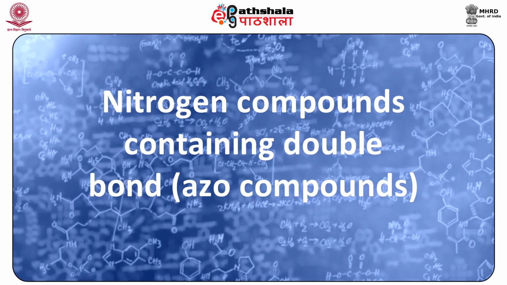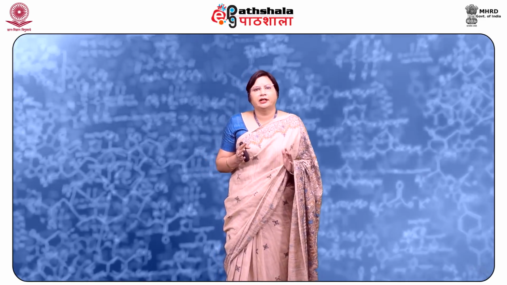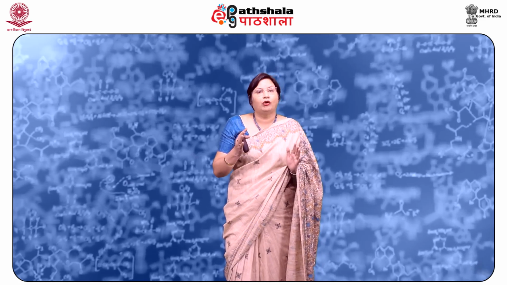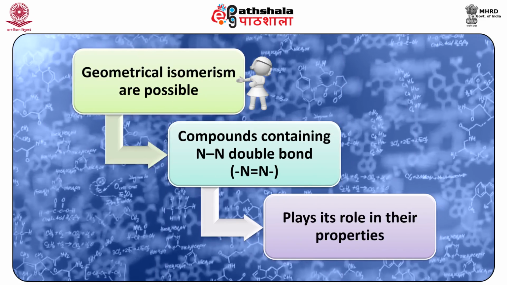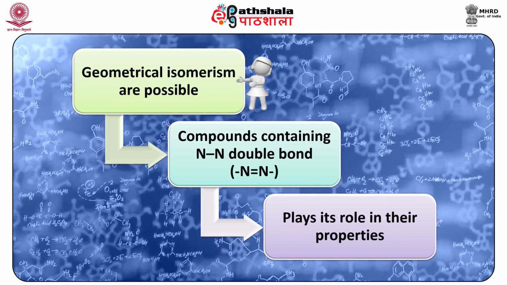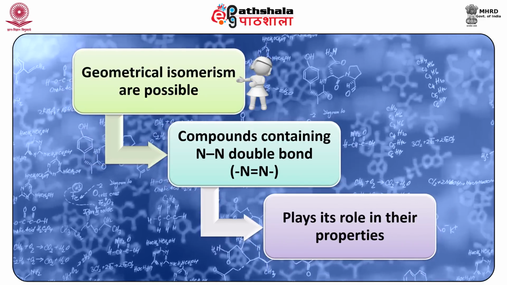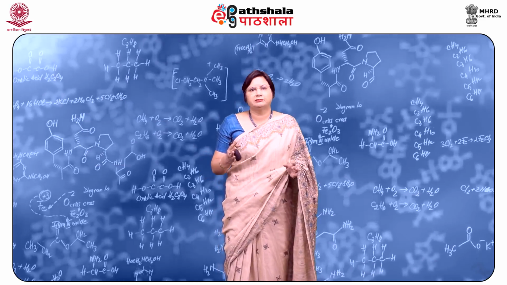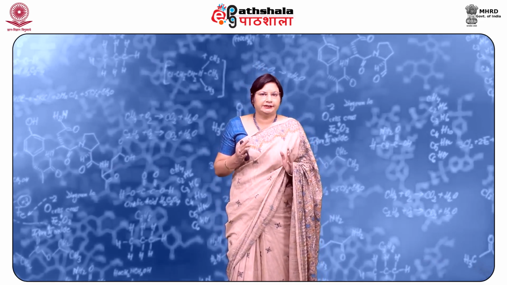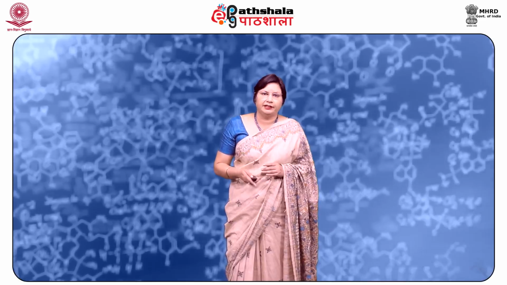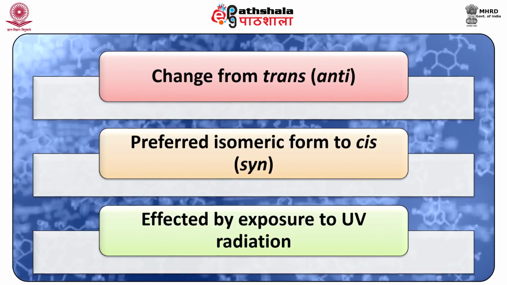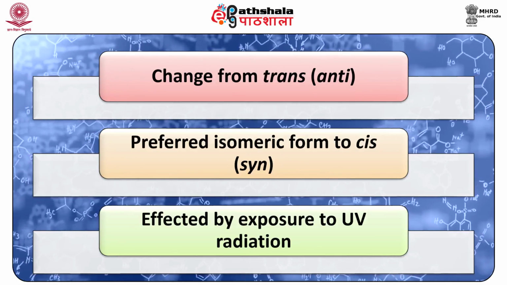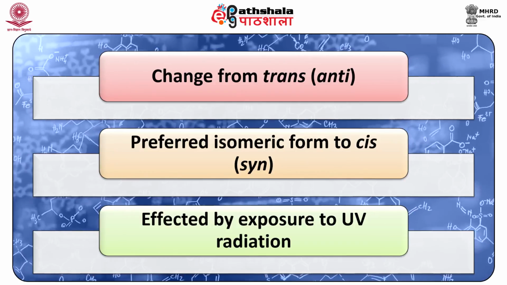azo compounds. The azo compounds are an important class of compounds, and they account for almost 60 to 70% of all dyes. Geometrical isomerism is possible here in the compounds containing nitrogen double bond, and it plays a role in their properties. The cis and trans isomerism in these compounds are usually designated as syn and anti respectively.